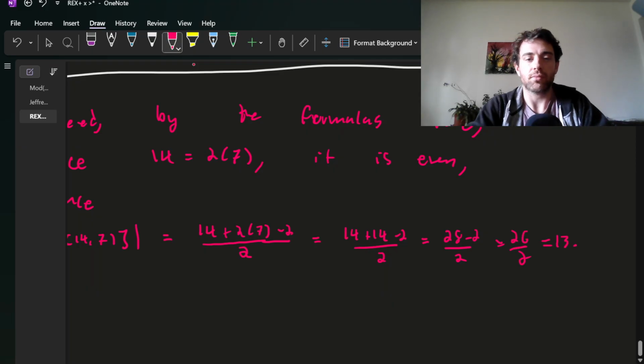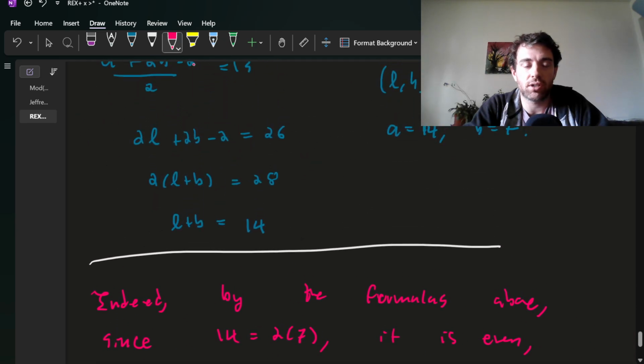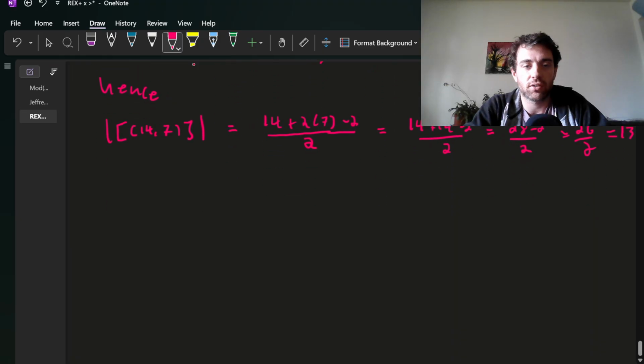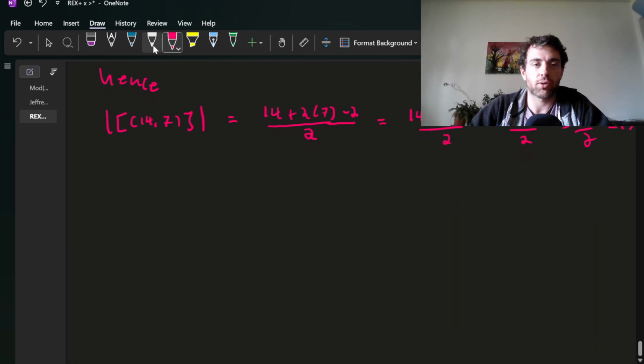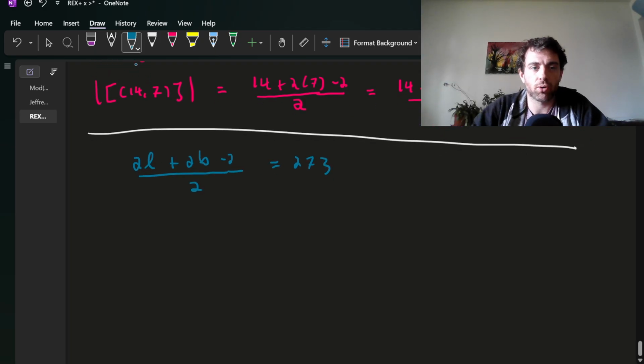Okay. What about the case of 273? So let's go ahead and solve that. Again, let's do some rough work first. Can we solve this? (2L + 2B − 2)/2. Can we make this equal to 273? So let's go 2L + 2B − 2 equals 646.